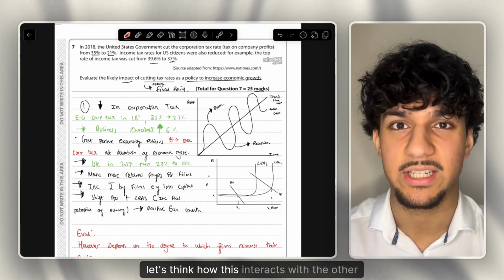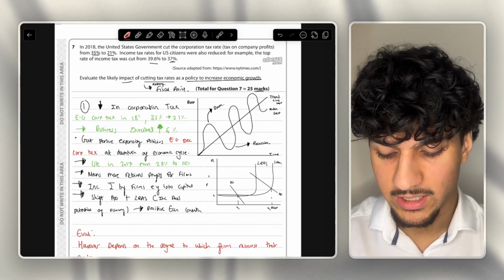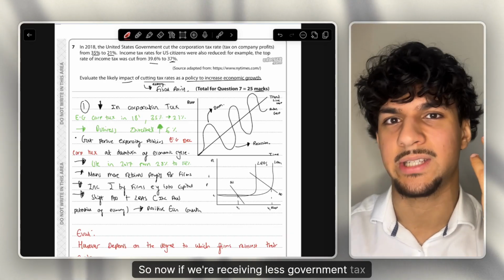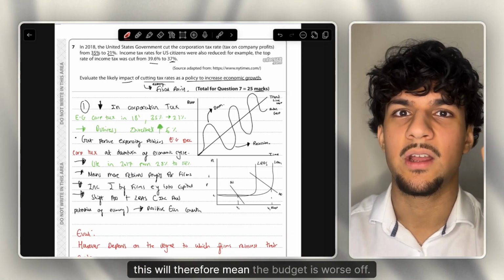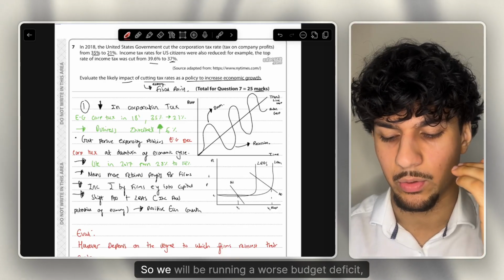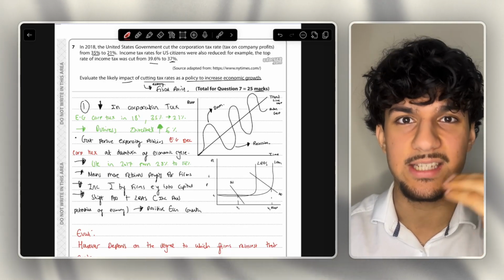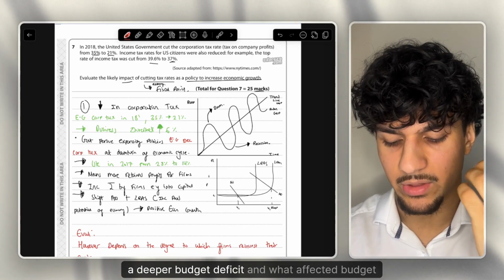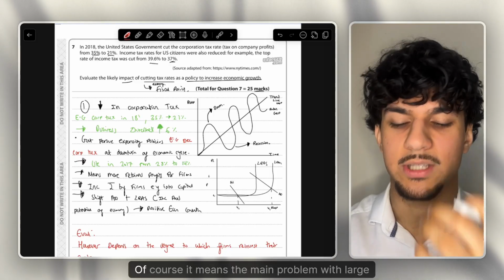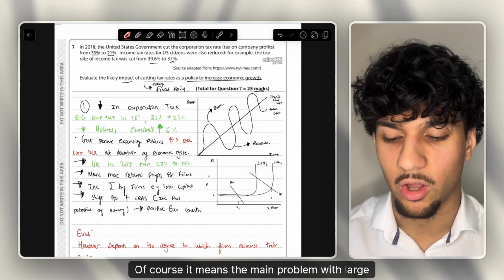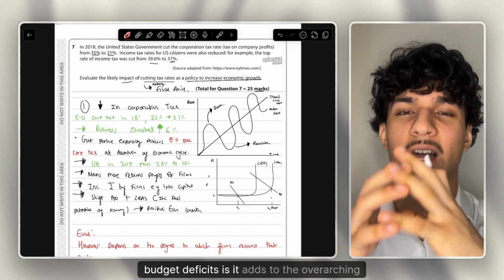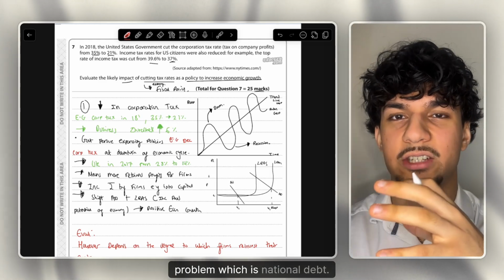Therefore, let's think how this interacts with the other government objectives. So now, if we're receiving less government tax revenue, this will therefore mean the budget is worse off. So we will be running a worse budget deficit, a deeper budget deficit. And what effect do budget deficits have? Of course, the main problem with large budget deficits is it adds to the overarching problem, which is national debt.